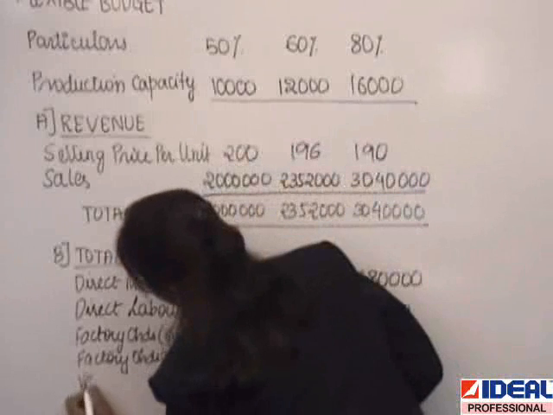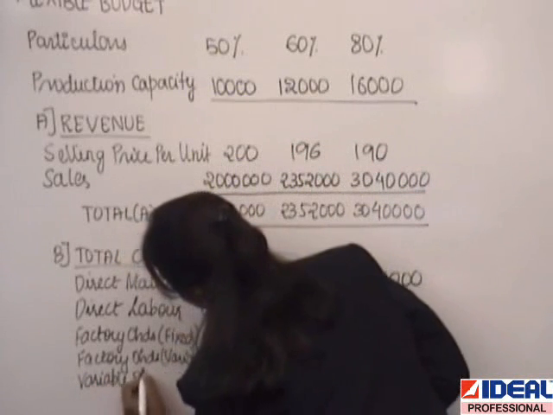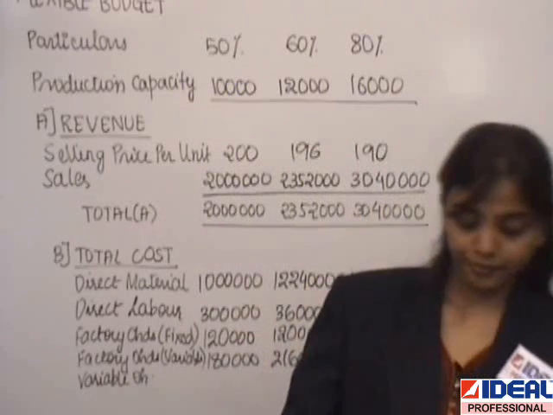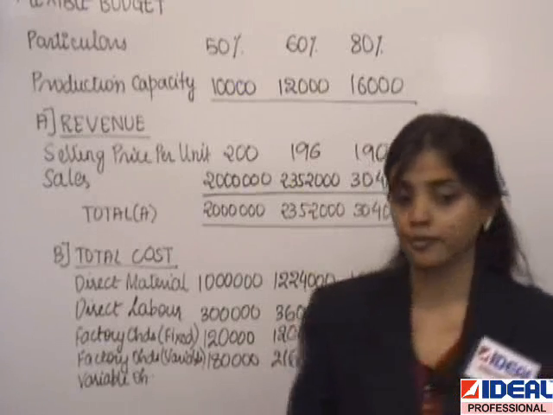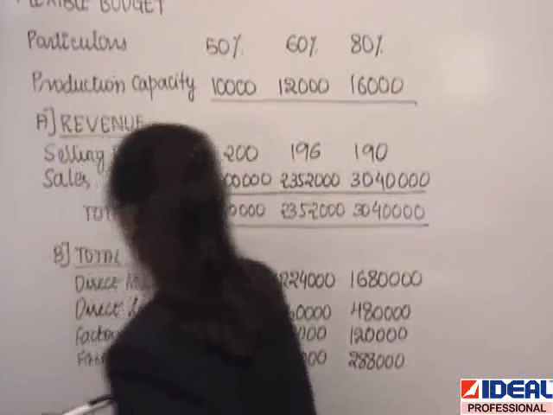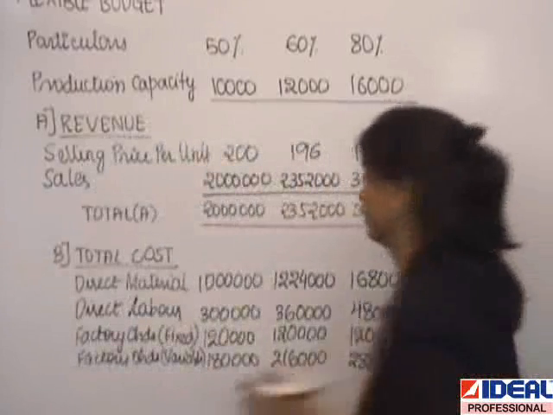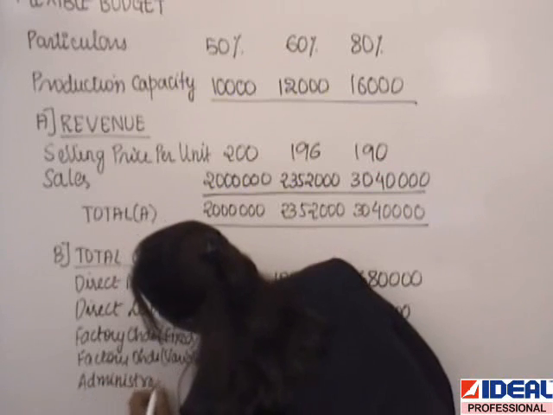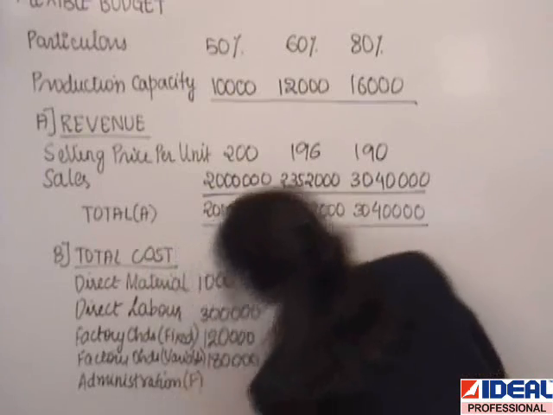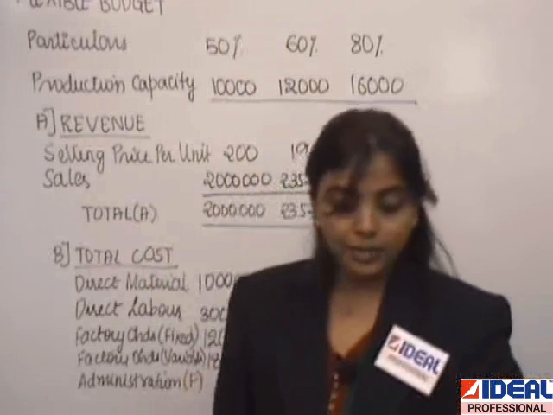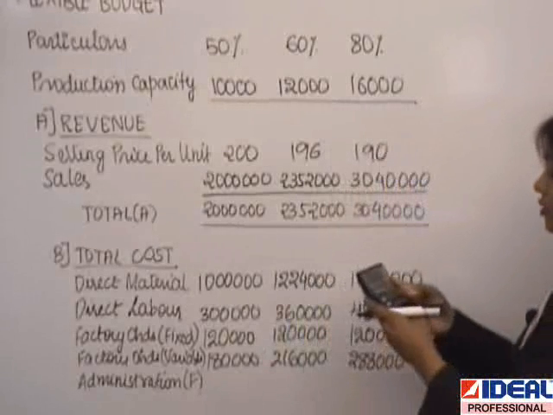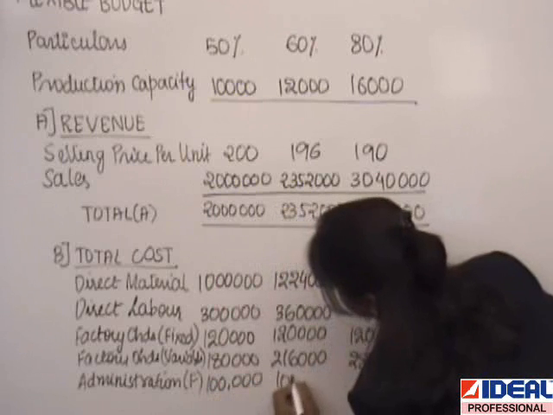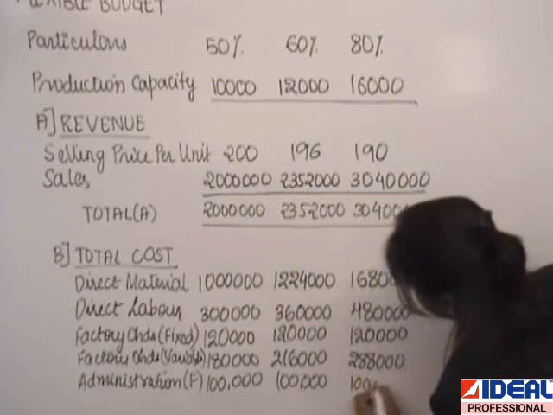Then you have variable overheads. Sorry, it is not variable overheads, it is administration overheads. In administration overheads, the fixed part is 50% fixed. So 10 into 10,000, that is 1 lakh is fixed. 1 lakh is for all the levels, fixed part.